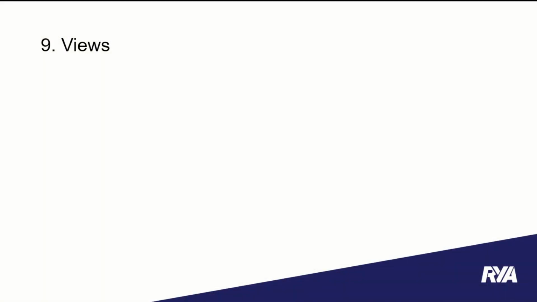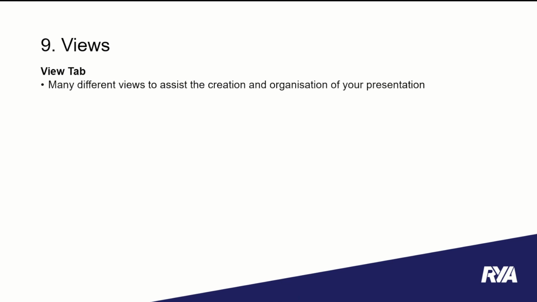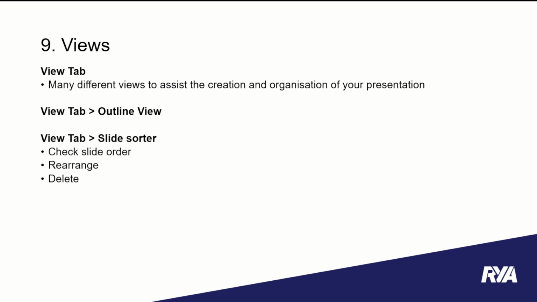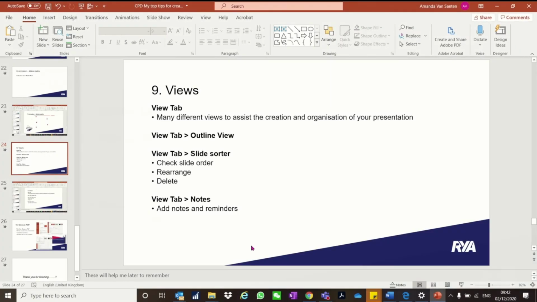Another element I find quite useful when I finish my presentation and I want to take a look back through it, the View tab. This assists me in creating my presentation and then reorganising it or organising it once I've finished it. There's different views, outline view, slide sorter, which is really good. I can delete it, hide them, rearrange them. I can check the order and make sure it makes sense. I can make notes. So one of the tabs is notes, and I could add notes and reminders for myself or for those that might be reading it later. So let's have a look at that.